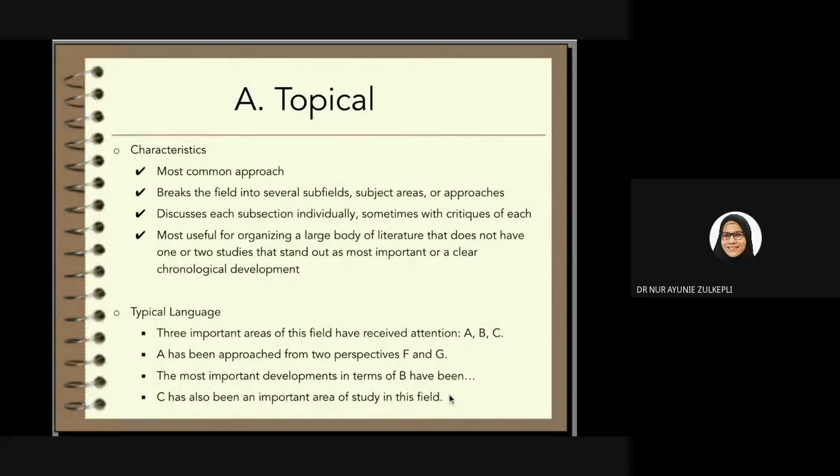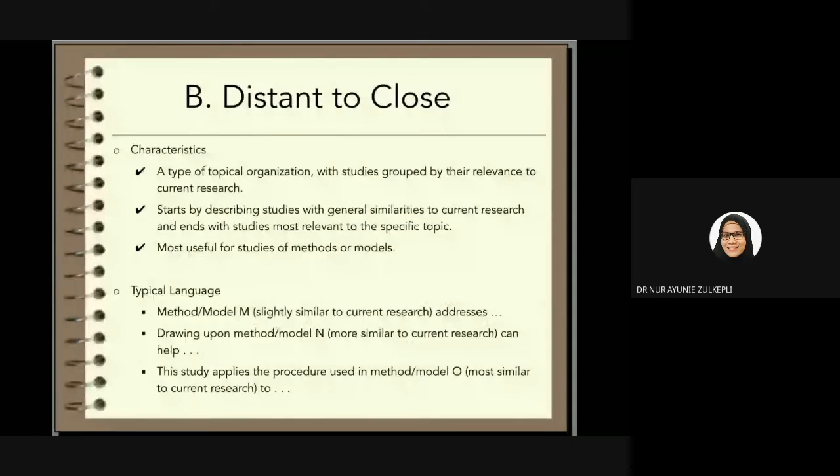Okay. For example, you have one topic, but you have 3 main points to discuss. So you discuss in a topical organization or topical order. So first you describe what are the key points, A, B, and C. So what is A? A usually has 2 perspectives, F and G. And what is B? Okay. And in terms of development, B is most important, for example. And C has also been an important area in this study as well, for example. So this is very topical, and this is the most common approach that we usually find in literature review structure. And you also can apply distant to close.